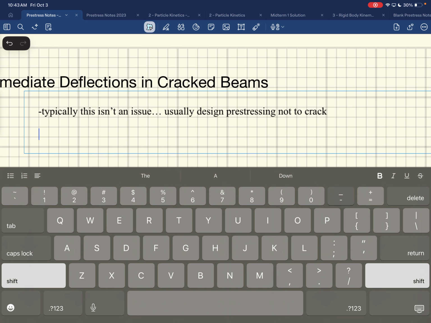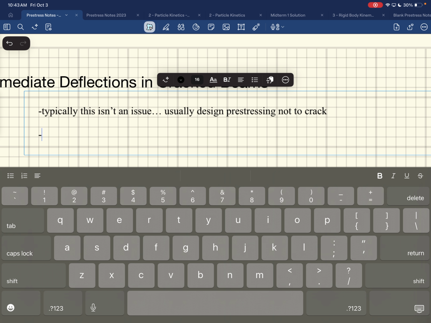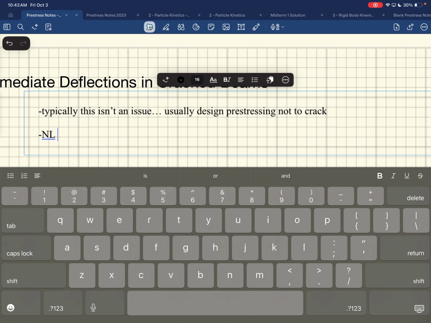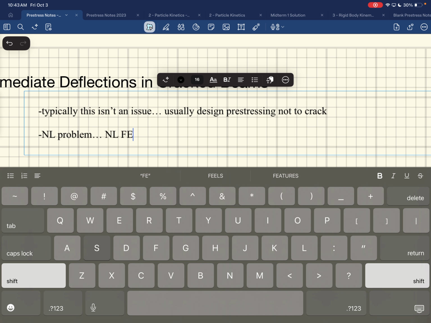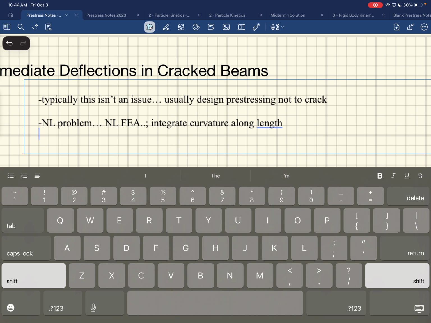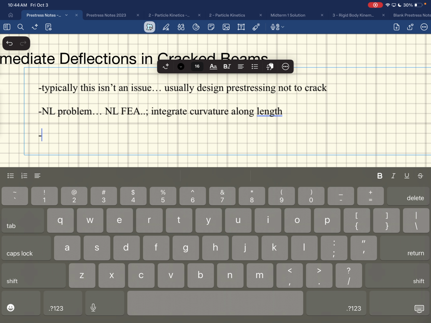But if it happens, this has to do with the classification, right? If we consider this thing as a U versus a T versus a C section, if it does crack, it is a nonlinear problem. We can do nonlinear FEA, where you would integrate curvature along length, but we're not going to do that. There are also approximate methods.